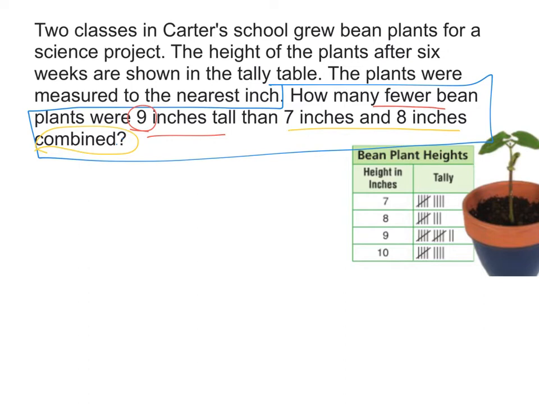Well, all the information is right here. The data in this tally table is going to tell us about the bean plant heights. Now, how can we use this information? Well, here are tally marks. We can simply take the tally marks and put the data in a frequency table. So let's do that first.